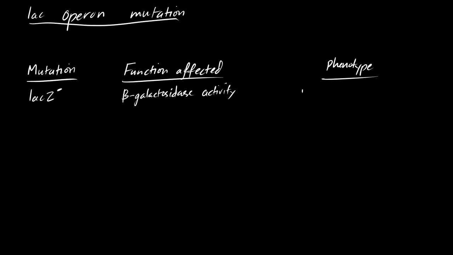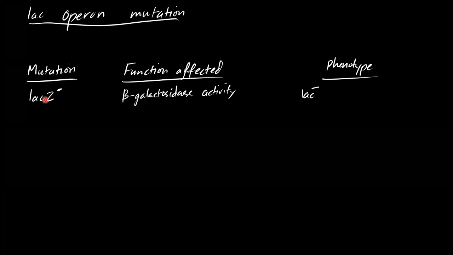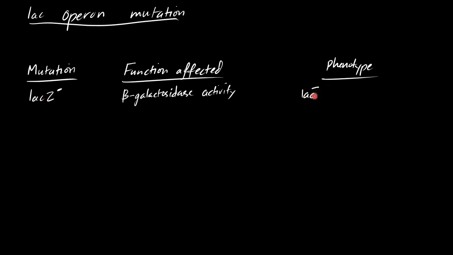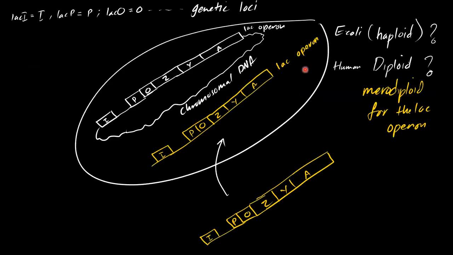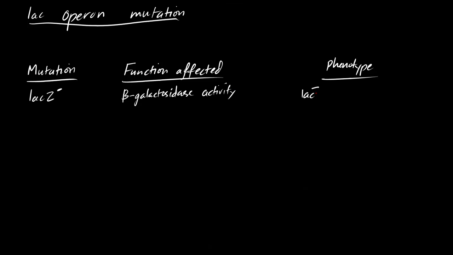Now the phenotype is called lac minus. Notice that this is to indicate a mutation in the gene. This is just the general phenotype of the whole bacteria if there's a mutation here. So this star means mutation. So now this is Z minus, and the phenotype is called lac minus.